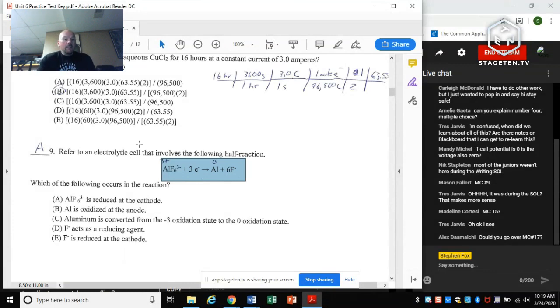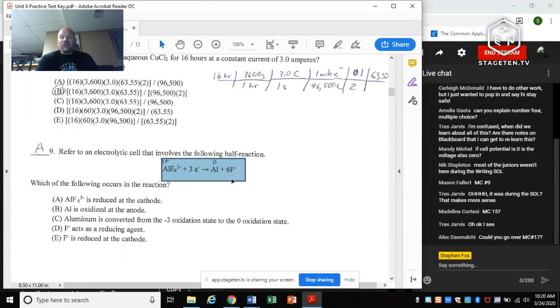This reaction doesn't tell me anything's being oxidized. So B can't be the answer. Aluminum is converted from -3 to 0? No. It's actually aluminum is +3 and the fluoride is -1, so that's not right. F minus acts as the reducing agent? No, F minus is just nothing. F minus isn't oxidized or reduced. It's F minus over here and it's F minus over here.